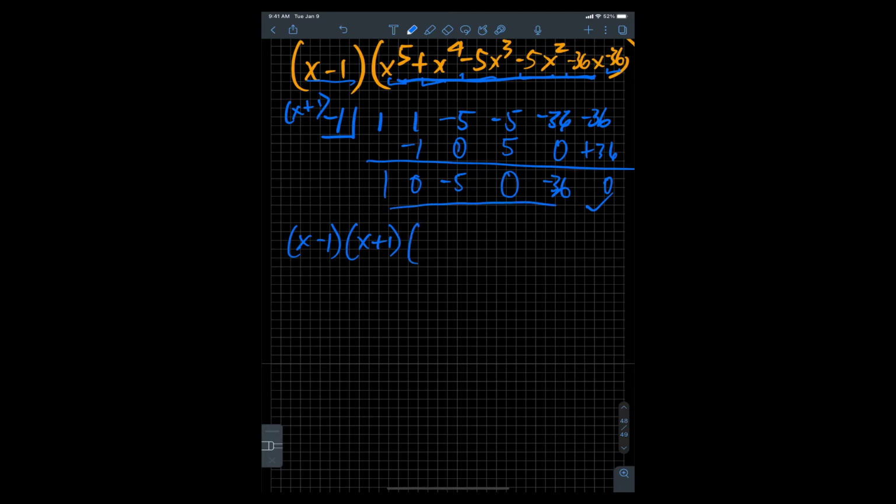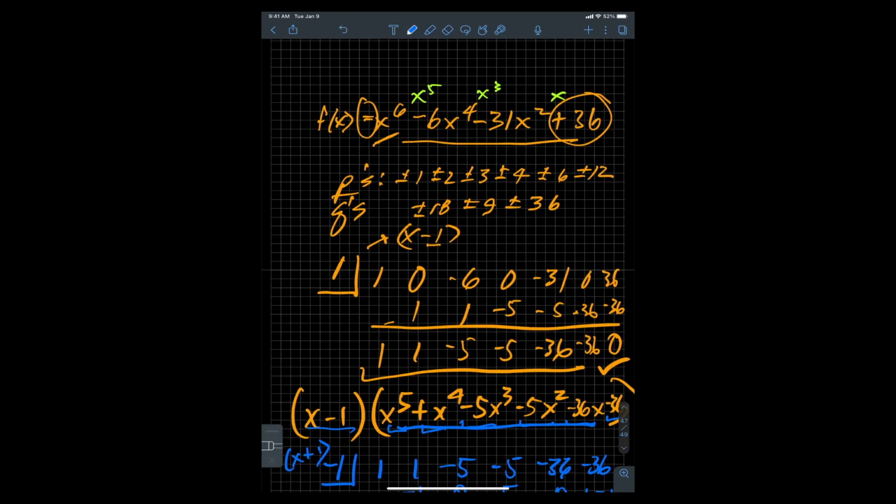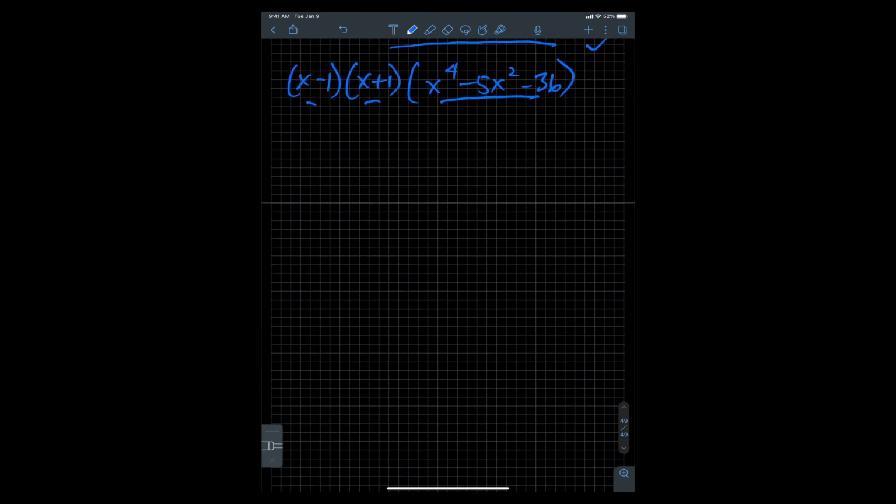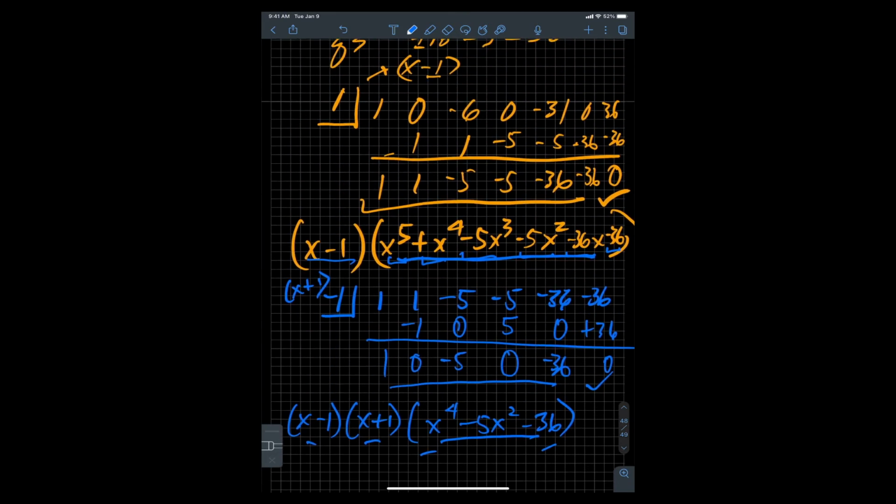And now this, as my quotient, is going to be x to the 4th plus 0x cubed minus 5x squared plus 0x minus 36. So my 6th degree polynomial becomes 4th degree because I factored out x minus 1 and x plus 1. When I multiply those out, they will still give the 6th degree polynomial all the way up here. Got to do it again. Still have my 36 and my 1, so my p's over q's are still this set of numbers.